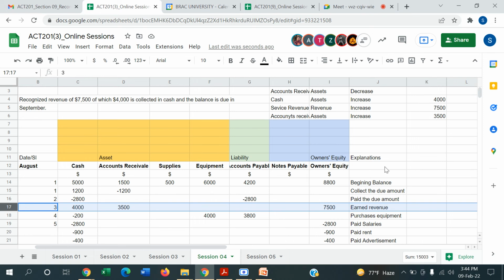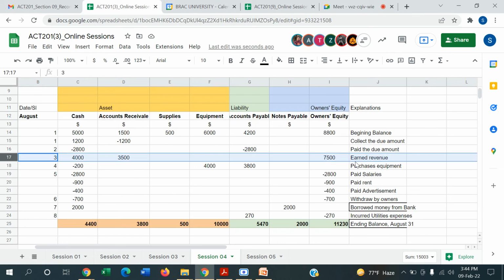Okay, sir. And I have explained it as earned revenue. You can write it down: revenue earned, cash received, and some amounts are due. But if it is clear, that's okay.